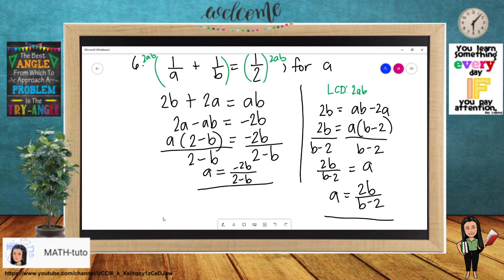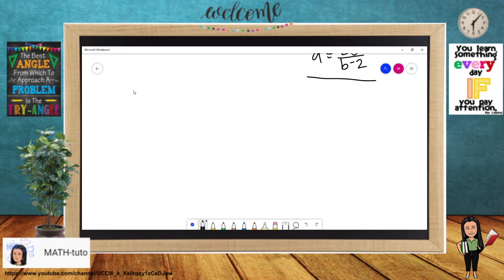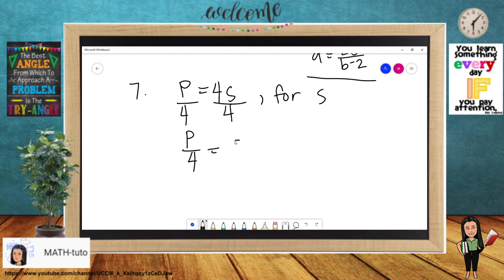Okay, we can have another example. Number 7. P is equal to 4S. Solve for S. So, we just divide both sides by 4. Okay? So, P over 4 is equal to S, or S is equal to P over 4.